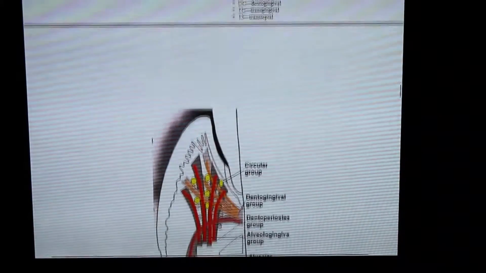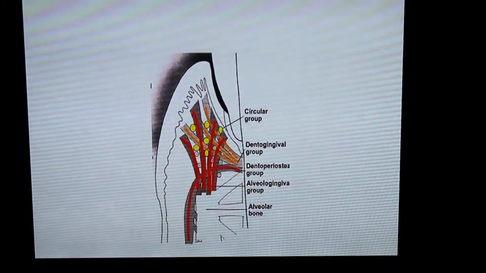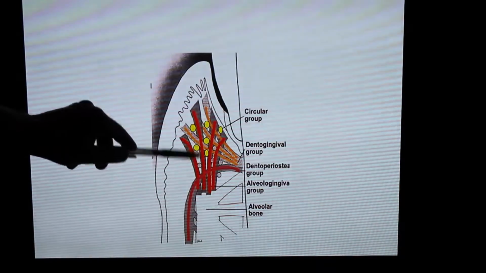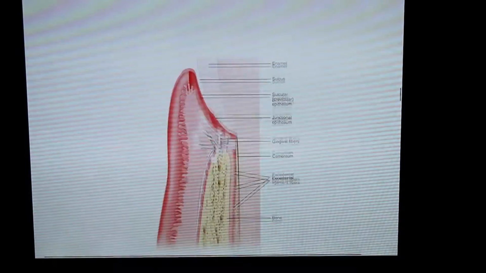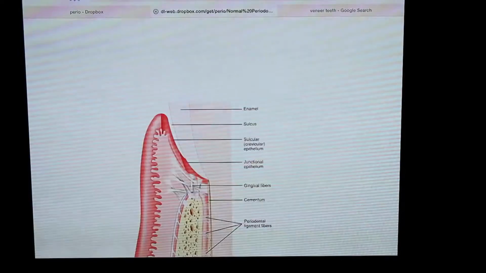Yes, solo music. This is another very good picture which shows the different groups of dentogingival fibers from the crest: the alveogingival group, this is the dentogingival group, and this is the circular group. This is another picture showing how the different groups of fibers are intermingled with each other and make a network.